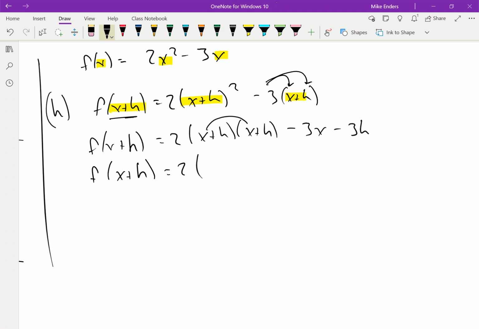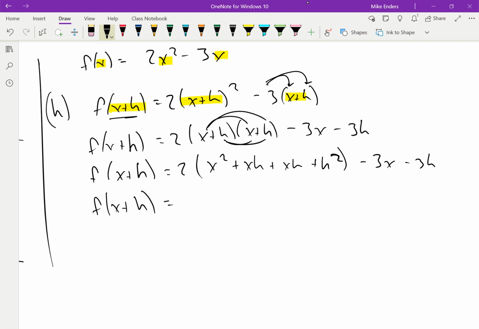So the first term's x times x is x squared. Outside terms is going to be xh. Inside terms, another xh. And the last terms would be an h squared. And I still have that minus 3x and that minus 3h off on the side.